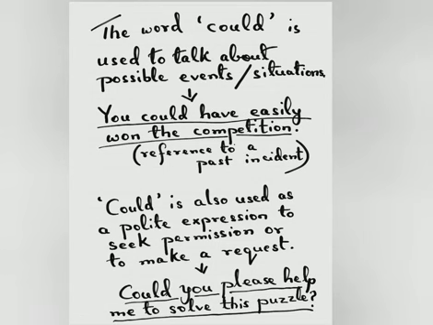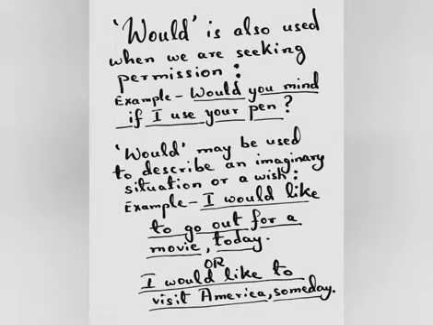Now, could is also used as a polite expression to seek permission or to make a request. For example, in a sentence like, could you please help me to solve this puzzle? A request is being made. The word would is also used when we are seeking permission. Would you mind if I use your pen? So both could and would are polite forms of verbs. When we are seeking permission, we use them.